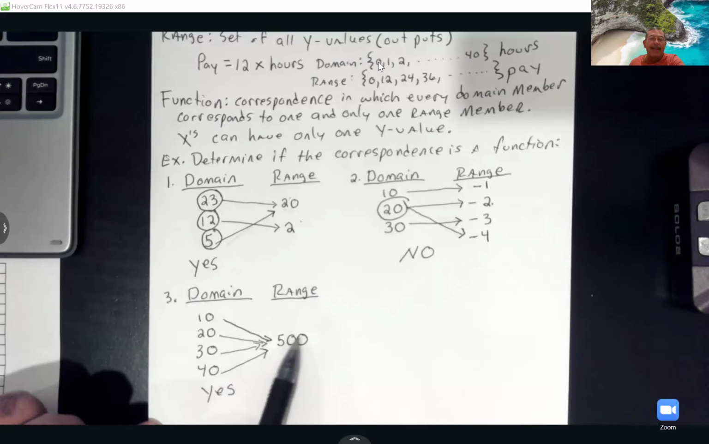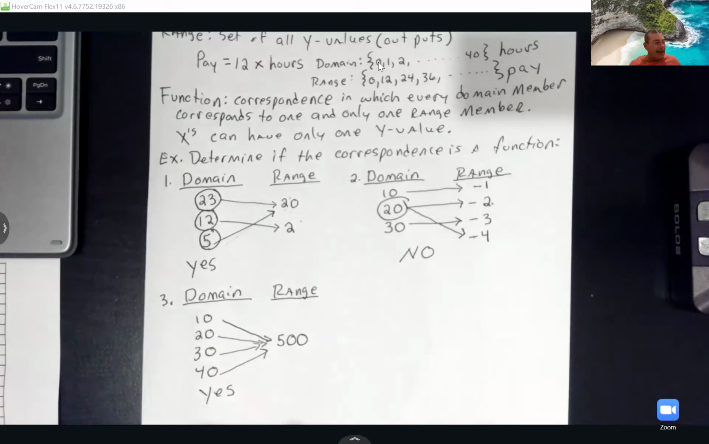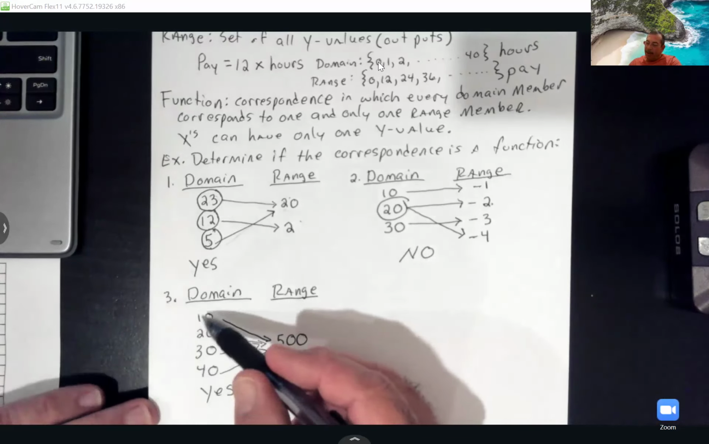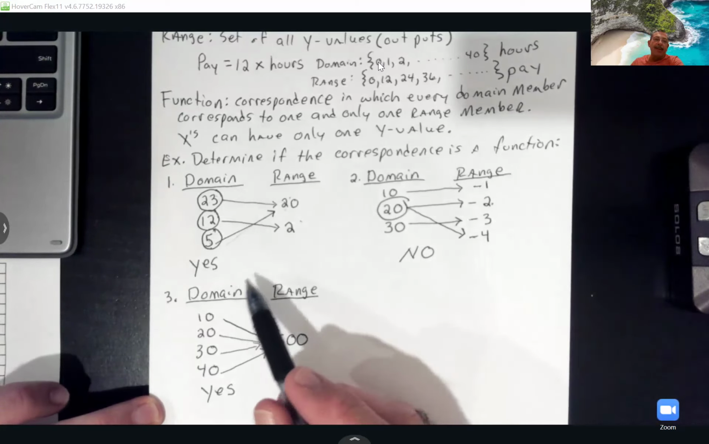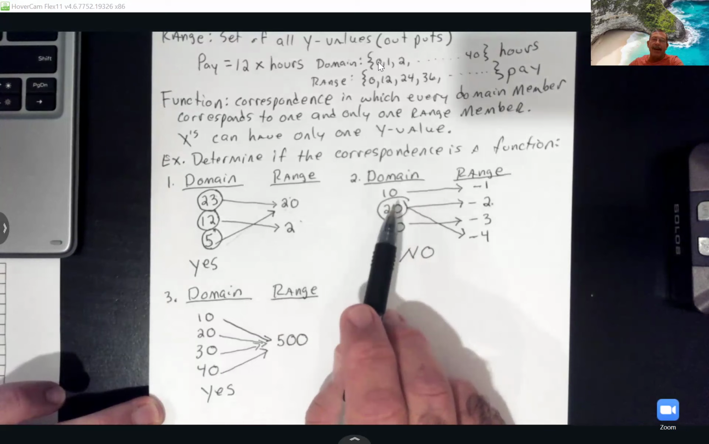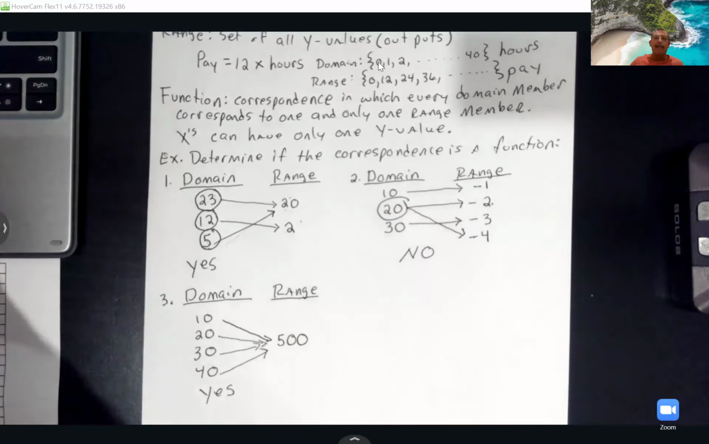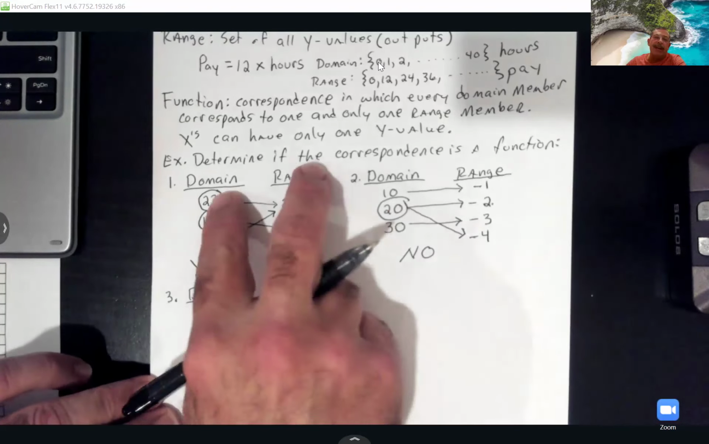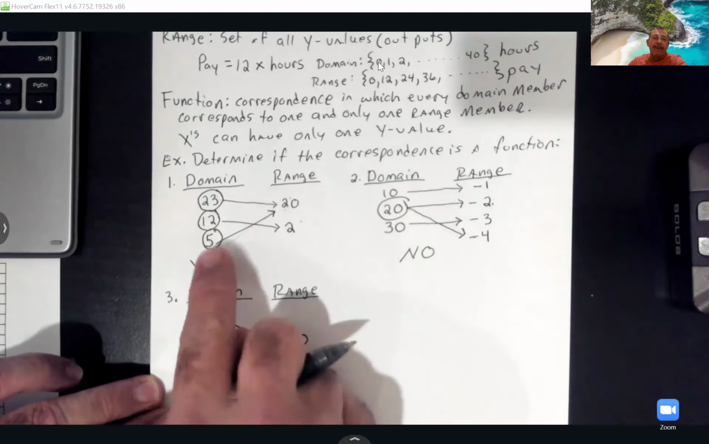So like I said, this is like if you made 500 a week on salary, no matter what hours you put in, you're going to get that 500 because you're on a salary, okay? So remember, domains can share a range. The only stipulation is that the domains cannot have more than one range value each, okay? All right, any questions on that? Well, that's not too bad. That's just trying to get you used to the idea of whether something's a function or not, okay?